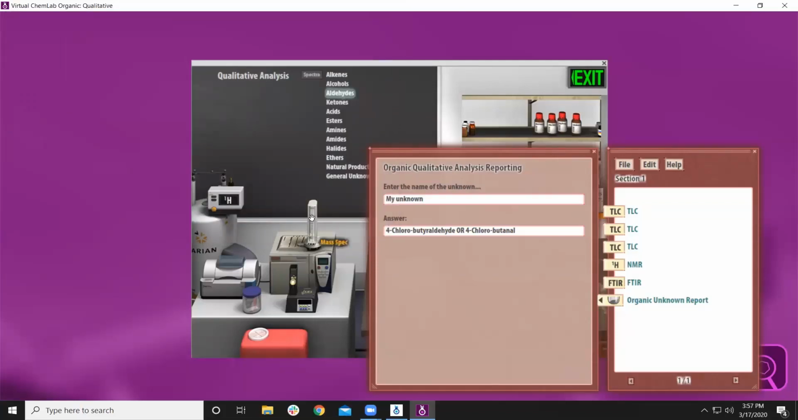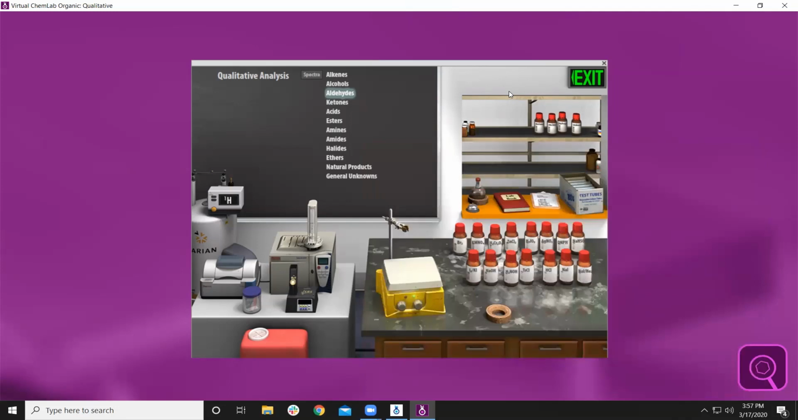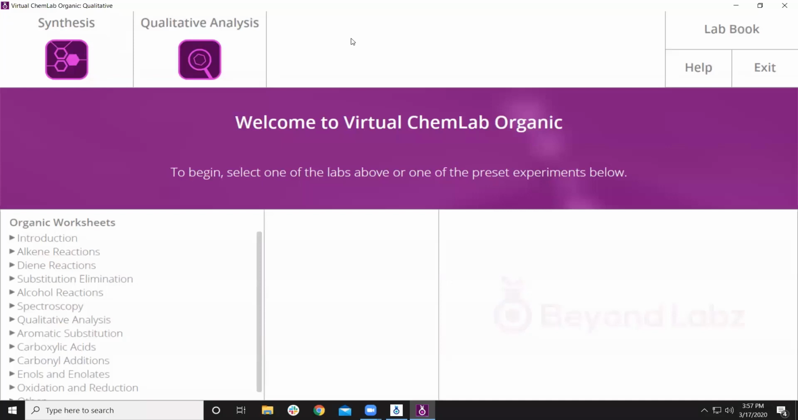And save that, and then the student would upload that to the LMS, and a TA would open these files and look at their results and grade them based on what they've done. So that's kind of how we do it. Any questions about qual?